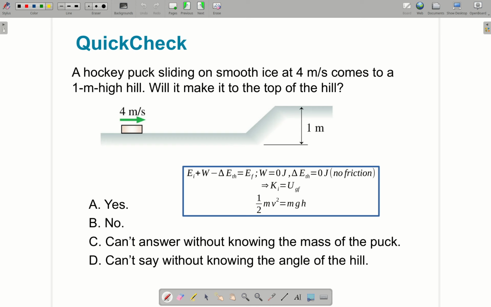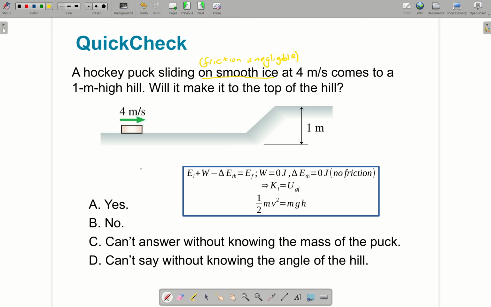Another question here: a hockey puck sliding on smooth ice comes to a 1 meter high hill, as you see in the figure. Will it make it to the top? That will depend on its initial energy. Now, sliding on smooth ice gives us the information that friction is ignored. Alright, spelling error. Friction is negligible. Negligible. Alright, ignored. No friction.